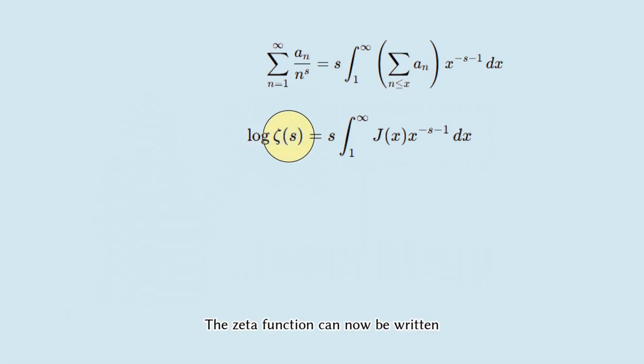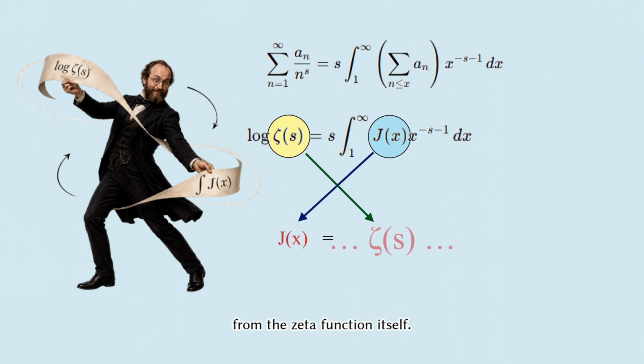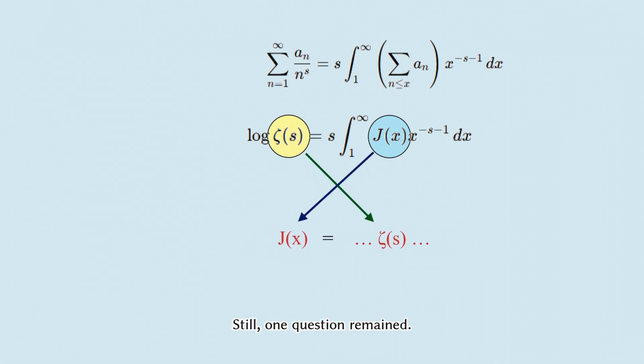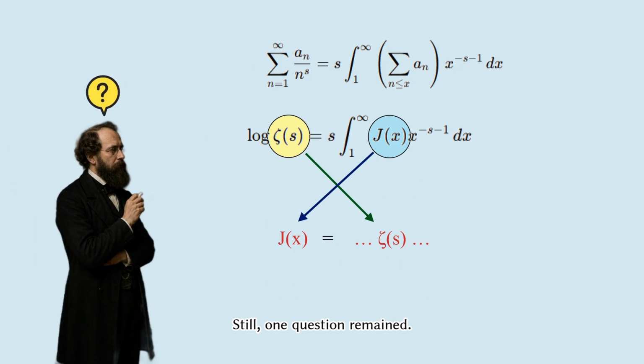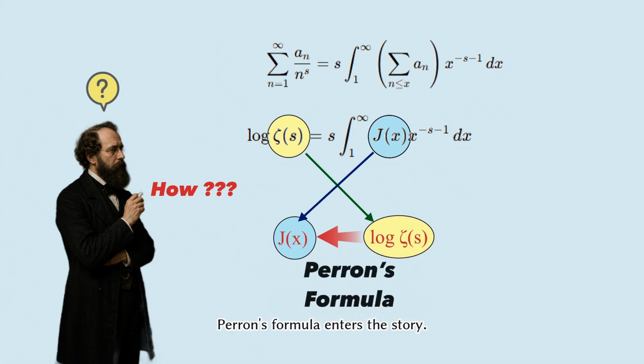Why? The zeta function can now be written as an integral of J(x). That means we can reverse the process. We can recover J(x) from the zeta function itself. Still, one question remained. How can you recover J(x) from log zeta of s itself? This is where Perron's formula enters the story.